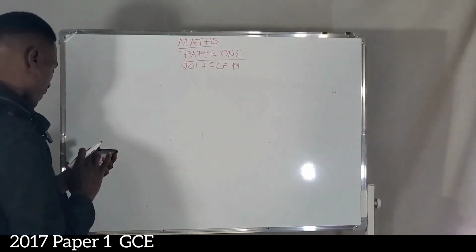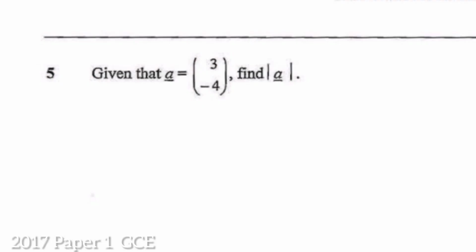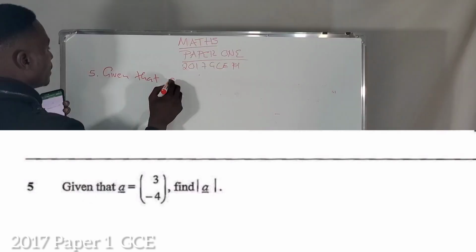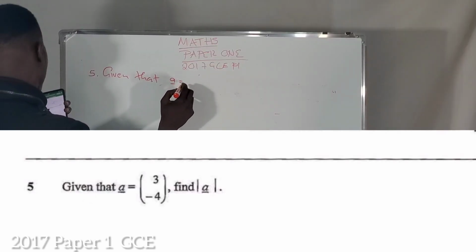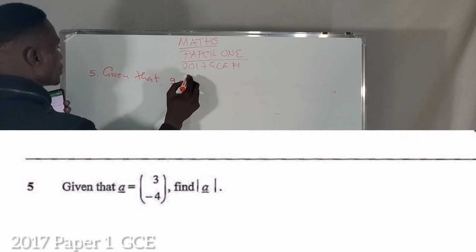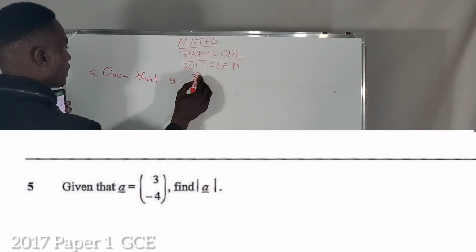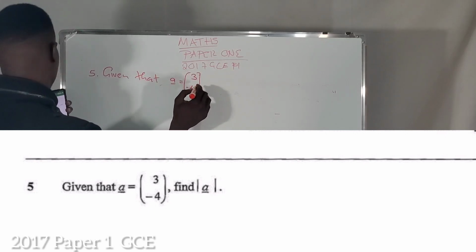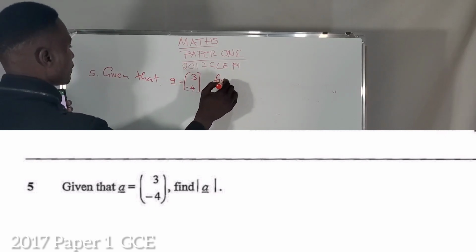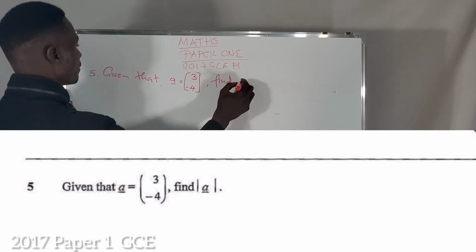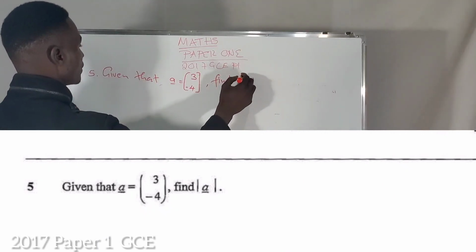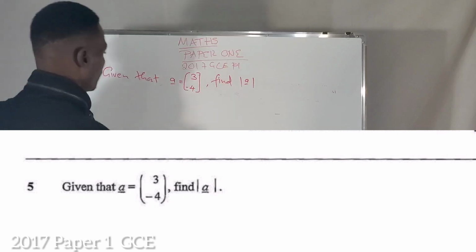Okay, so question 5, 2017, question 5 reads, given that vector A is equals to 3, negative 4. Okay, like this. Then they're asking us to find the value, the absolute value of A.